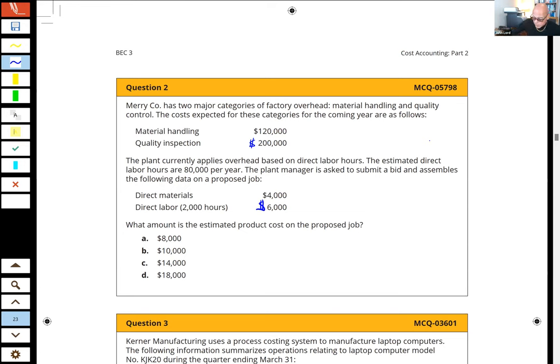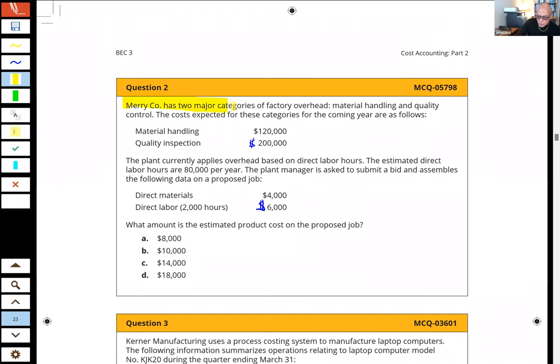Okay, looks like most of us have had a chance to look at this one. About half of us got it right. Okay, I would have hoped we would have had a little better outcome, but let's go through this one together, okay? And let's just read the question carefully.